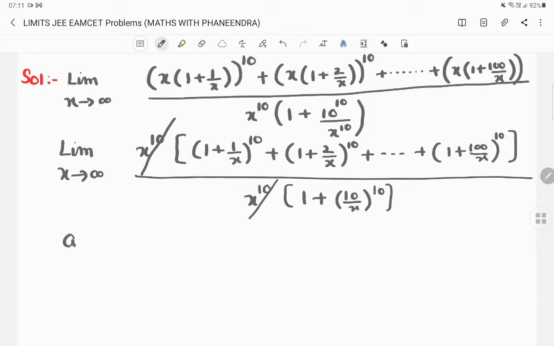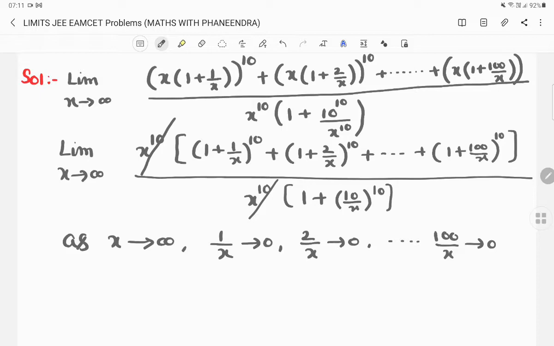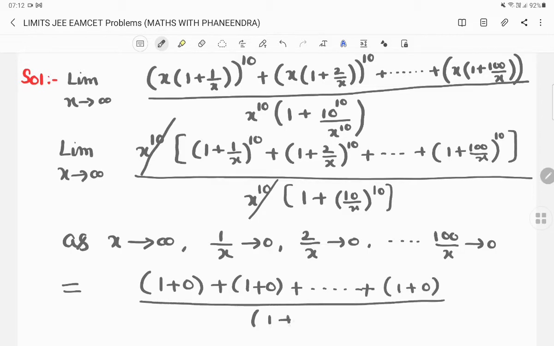As x tends to infinity, 1 by x tends to 0, as well as 2 by x tends to 0, and so on, 100 by x tends to 0. So in the above limit, wherever 1 by x, 2 by x, 100 by x, 10 by x is there, you have to replace with zeros. So you will get 1 plus 0, 1 plus 0, and so on, 1 plus 0, divided by 1 plus 0.